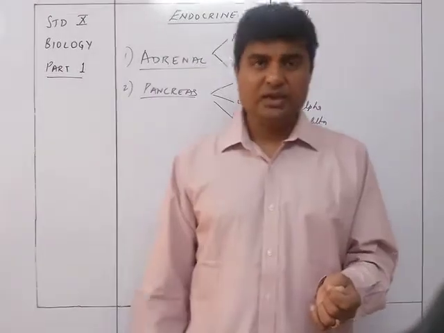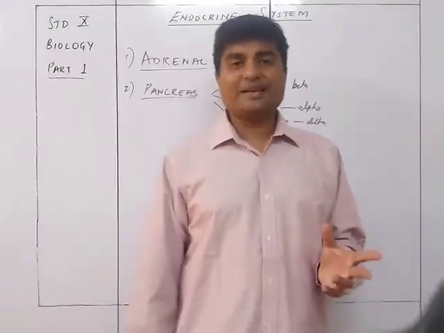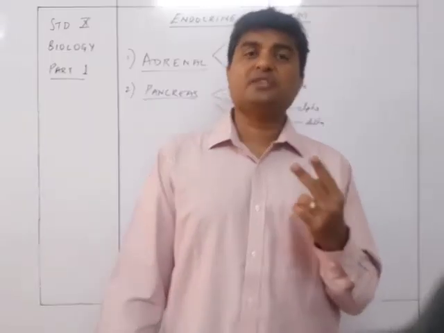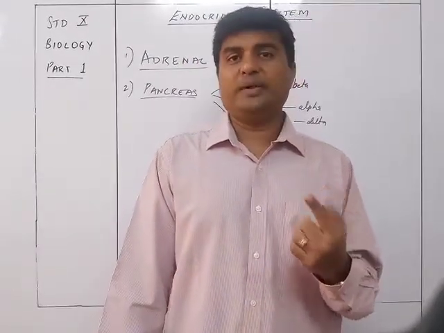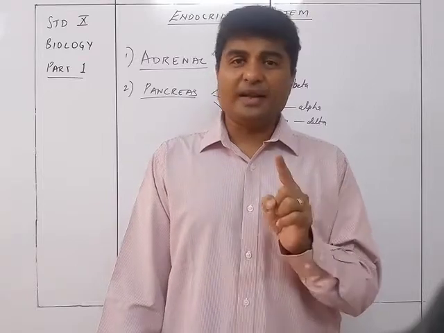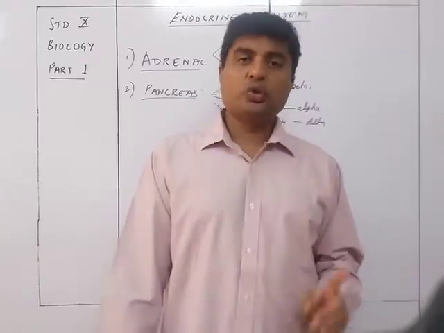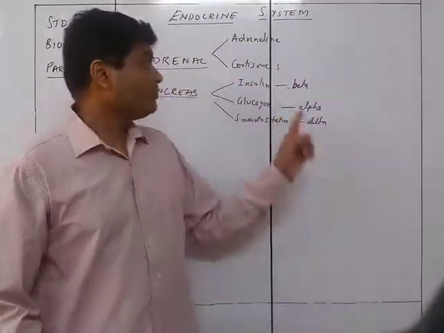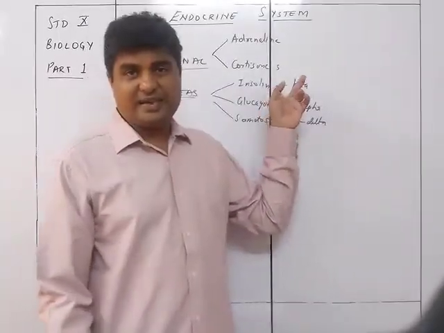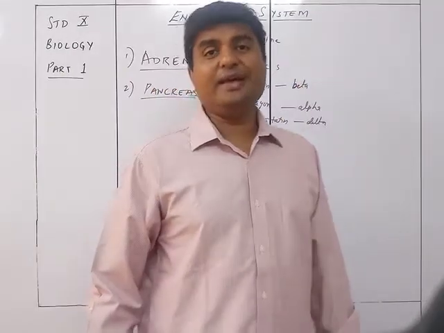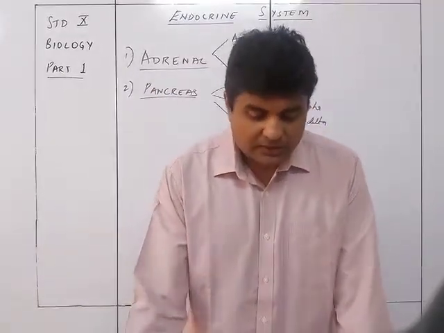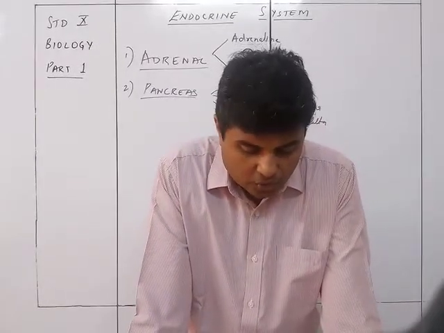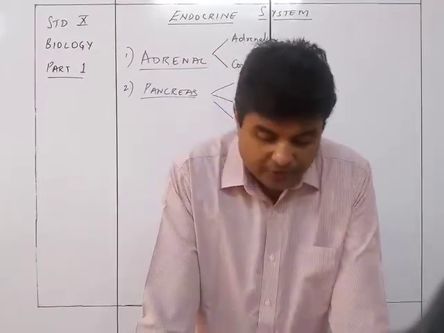Mellitus means honey. There are two kinds of diabetes, diabetes mellitus and diabetes insipidus. Insipidus is related to water, whereas diabetes mellitus is related to honey, meaning it is related to sugar. So sugar diabetes is nothing but diabetes mellitus, which is caused due to hyposecretion, less secretion, undersecretion of insulin. The word mellitus means honey, referring to the passage of glucose or sugar in urine.